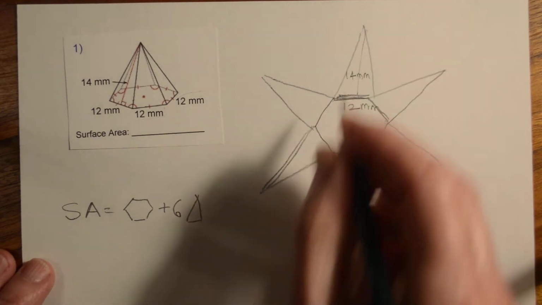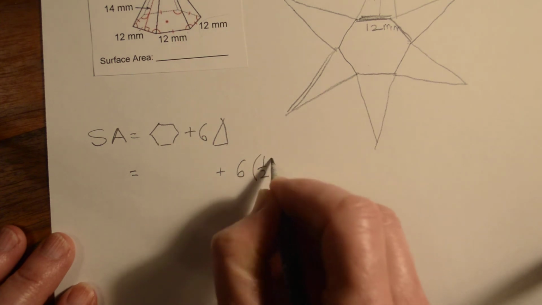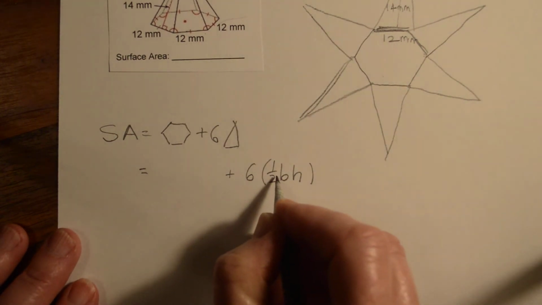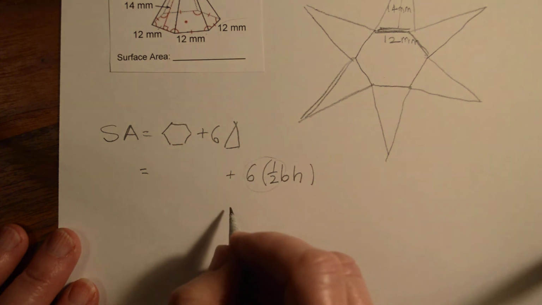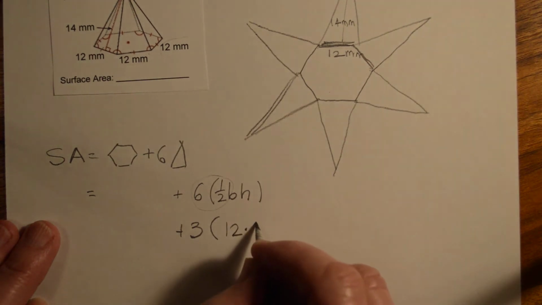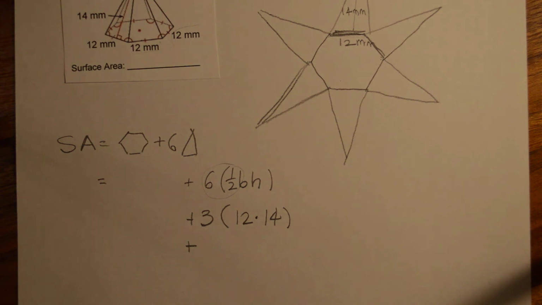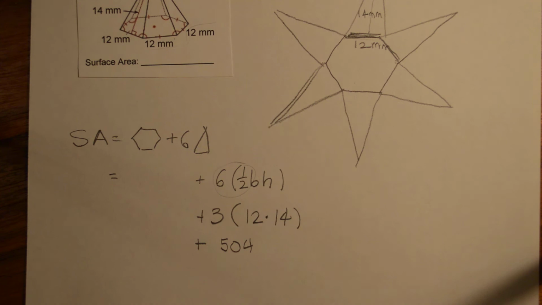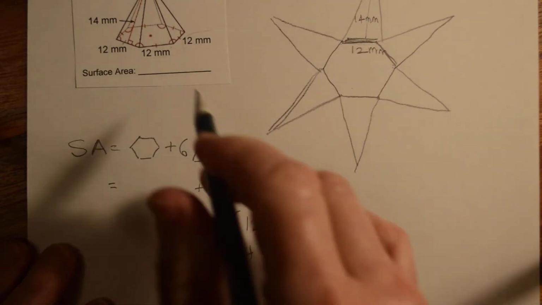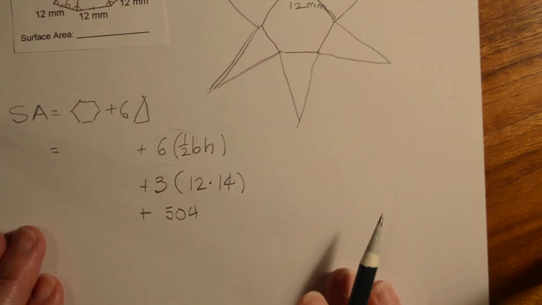All right, so to find the area of the 6 triangles, it's going to be 6 times 1/2 base times height. The 1/2 and the 6 will cancel out and we'll get 3 times the base, which is 12, and the height, which is 14. 3 times 12 is 36, and 36 times 14 is going to give us 504. And so the area of those 6 triangular sides that come up here and meet at that point is 504 square millimeters. So let's take a look at the hexagon.